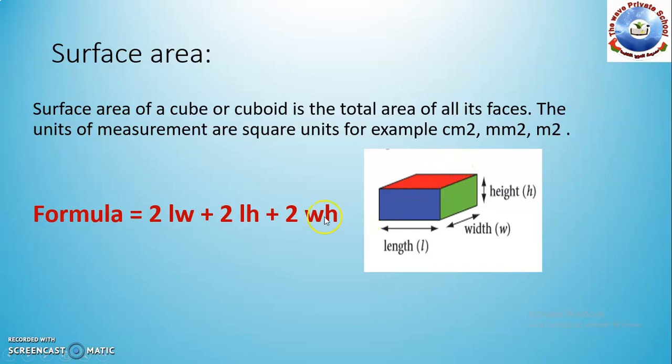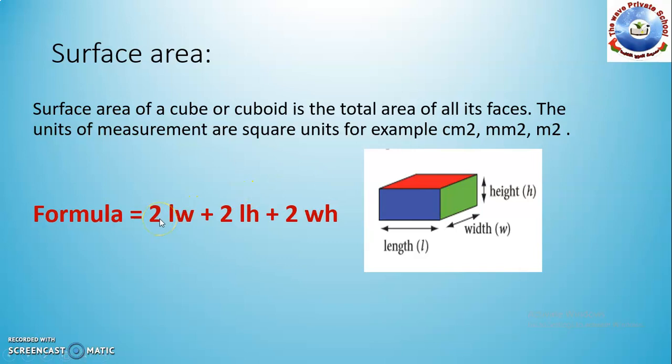To understand this, here is a formula given: 2 into length into width plus 2 into length into height plus 2 into width into height. First of all, you will multiply length into width, then length into height, after that width into height. So in this way you can get your answer.